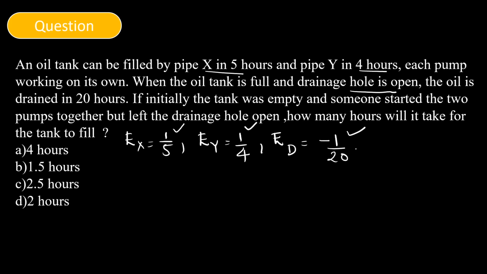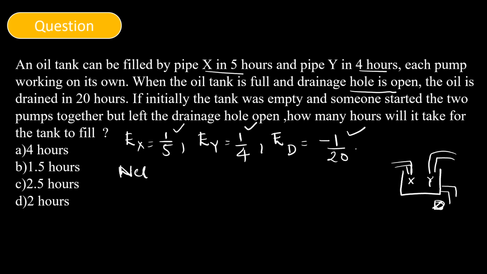Now initially the tank is empty. Someone started the two pumps together, and the drainage hole is also open. That is, X, Y, and also the drainage hole D are all working together. Then what happens? Their efficiencies get added.